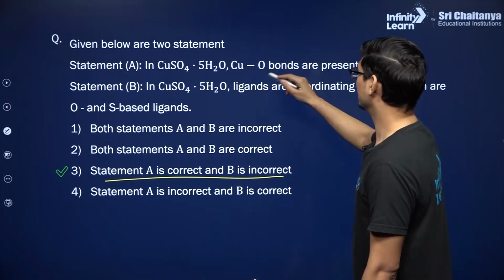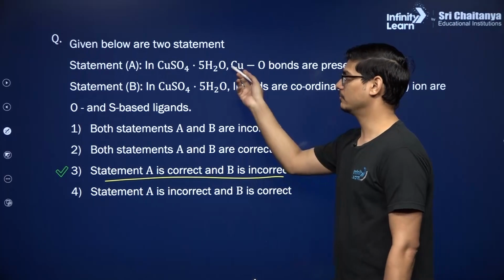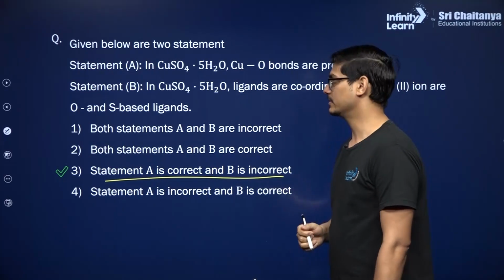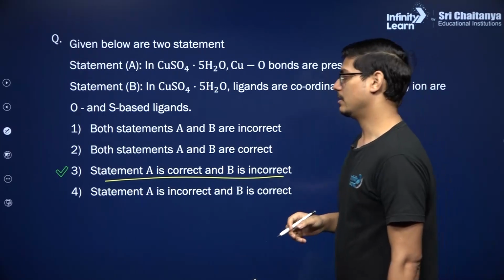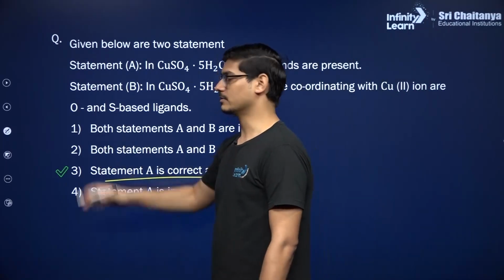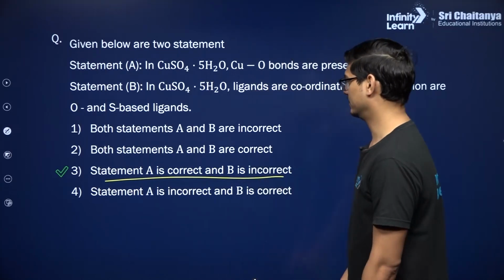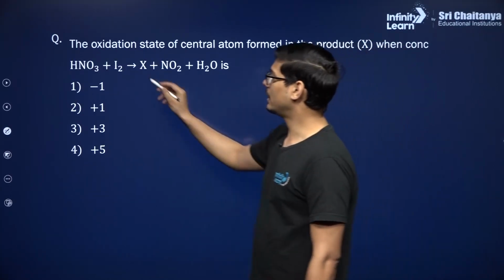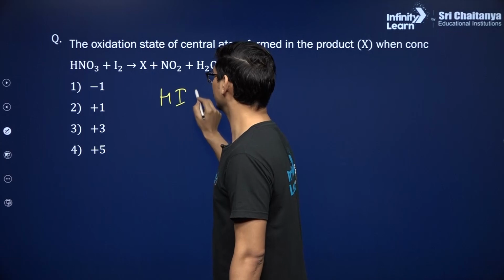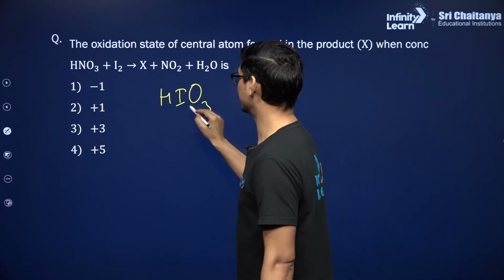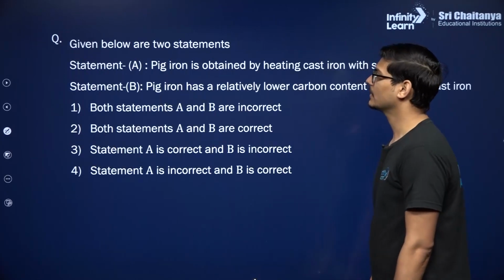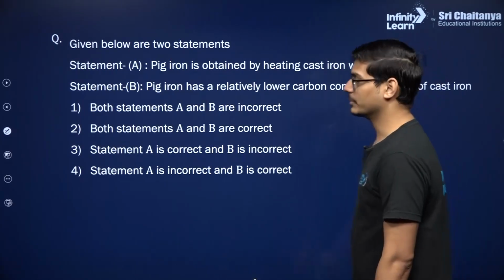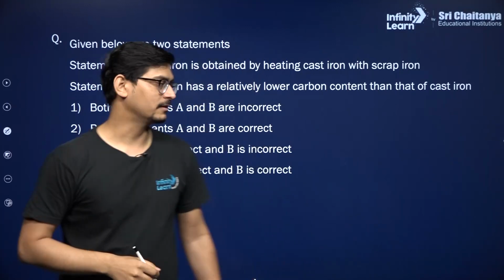This is correct. Copper-oxygen bonds are present because in water the donor atom is oxygen, but in copper sulfate pentahydrate, CuSO4·5H2O, ligands are coordinating with copper, oxygen and sulfur based ligand? No, they are just oxygen based ligands, they are not sulfur based ligands. Here iodine is oxidized to HIO3, where the oxidation state of the central atom iodine, you can find out, is +5. Very simple question. Pig iron is obtained by heating cast iron? No, it is directly obtained from the blast furnace, so that is incorrect.